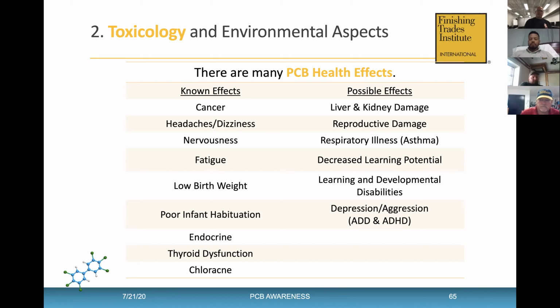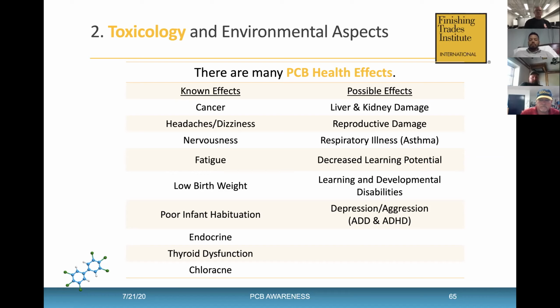Possible effects, and I say possible because my thought is usually when I see this word, after a few more studies or a few more years of study, that possible is going to move into known effects. And I don't want to be a guinea pig, and I don't want to see workers be used as guinea pigs until the possible moves into the known.